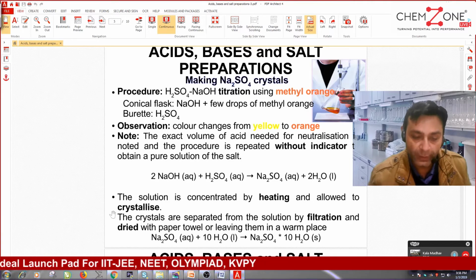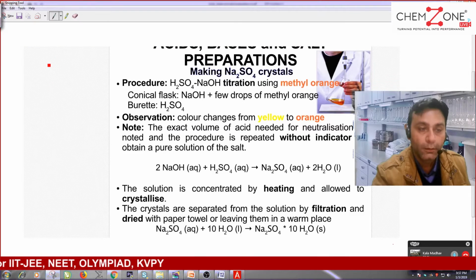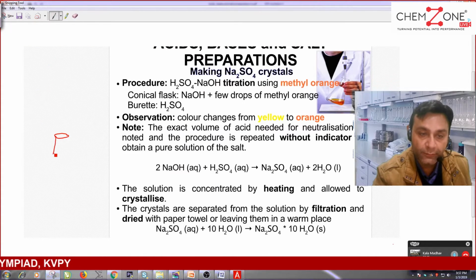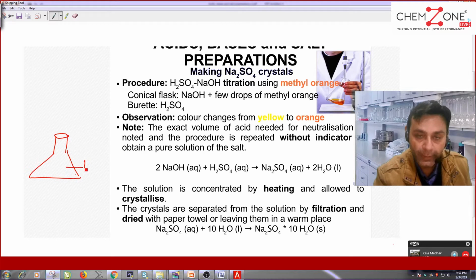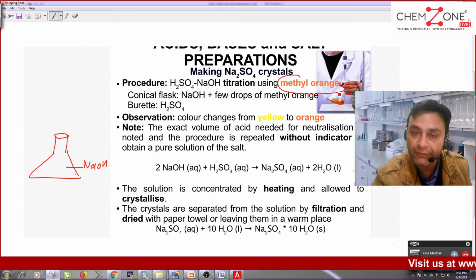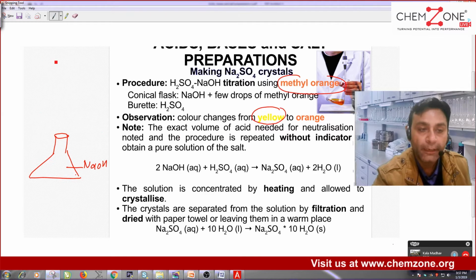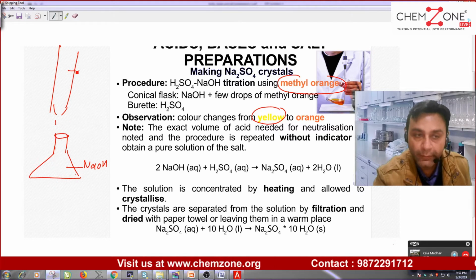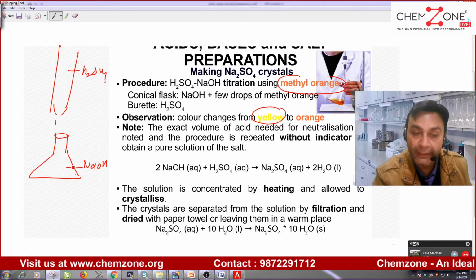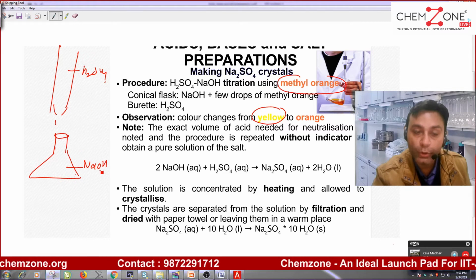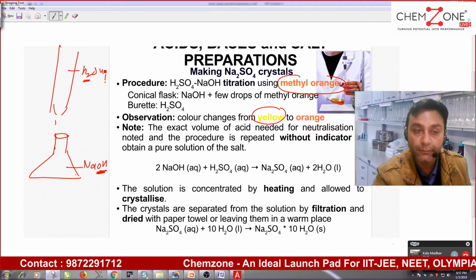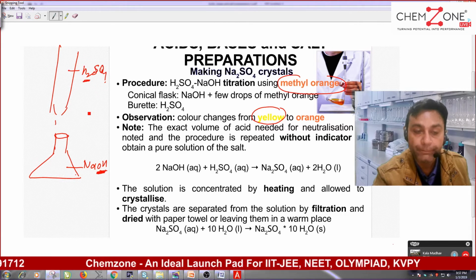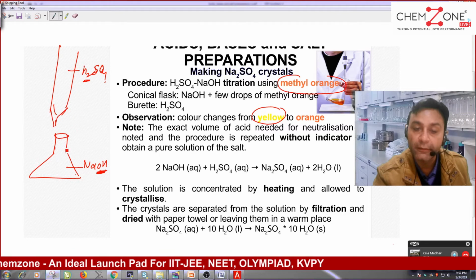Again, in the conical flask we take sodium hydroxide, right? NaOH. And we add methyl orange as indicator, which is yellow in color. And from the burette we add sulfuric acid drop by drop. A stage will be reached when all the OH ions will be completely neutralized by the H positive ions. Getting me? Then in that case, what will happen?